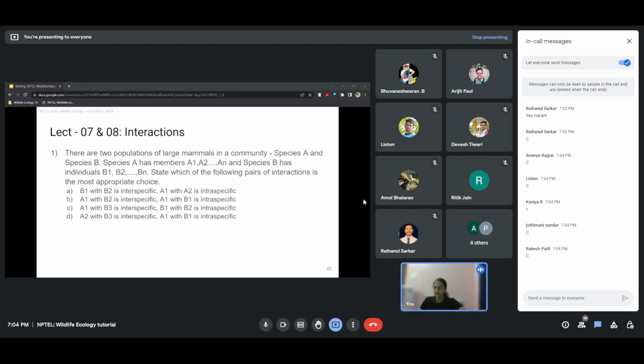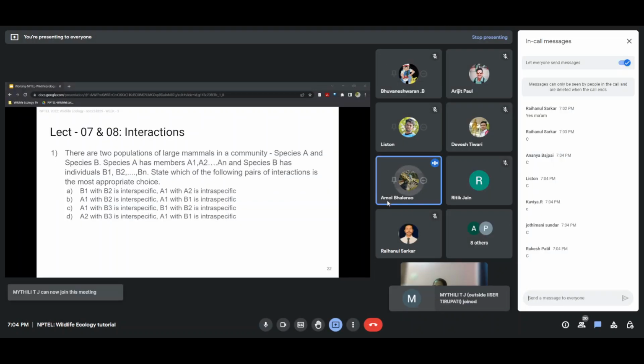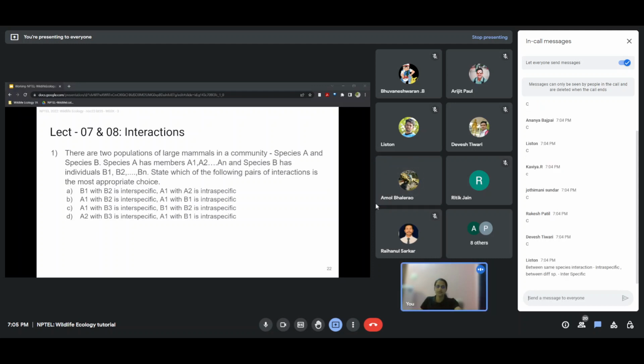Yeah, sure. Go ahead, Amul. Right. That's absolutely correct. Thanks, Amul. Yes, thanks, Liston, as well. Same species, intraspecific; different species, interspecific. All right, next question.